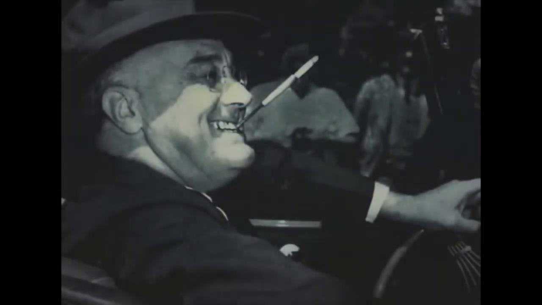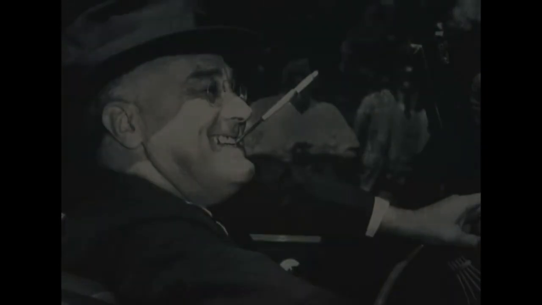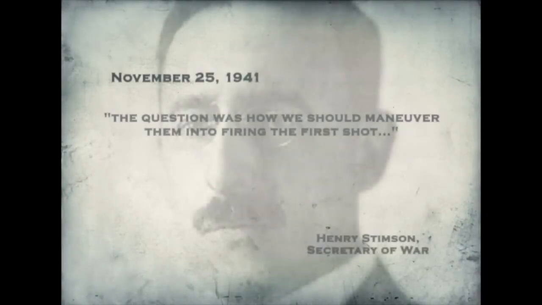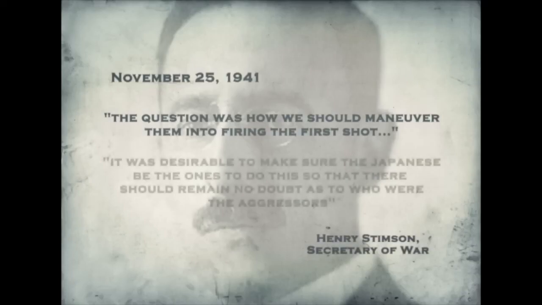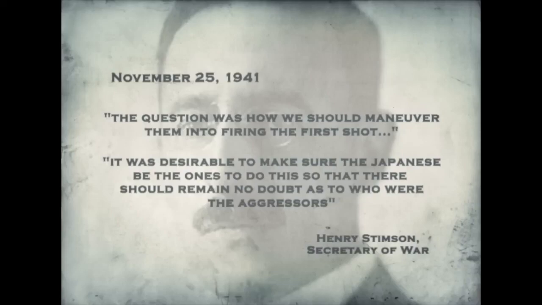In a journal entry by Roosevelt's Secretary of War Henry Stimson, dated November 25, 1941, he documented a conversation he had with Roosevelt. The question was how we should maneuver them into firing the first shot. And in congressional testimony later, he added, "It was desirable to make sure the Japanese be the ones to do this so that there should remain no doubt as to who were the aggressors."